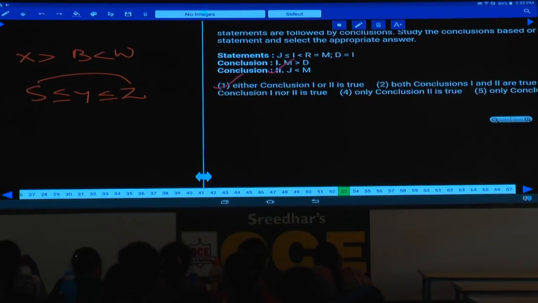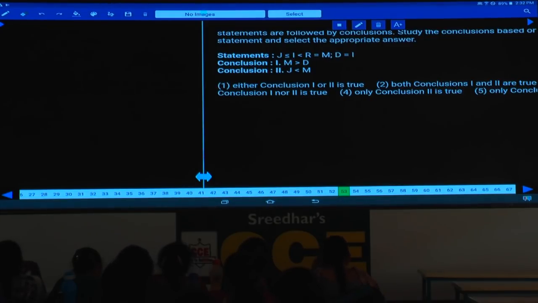Then coming to question number 53. Now in question number 53, the relation between M and D. Now what is the element which is common here? I is common. I lesser than M. M and D, I and D are one and the same. That is D lesser than M, M greater than D, definitely true.